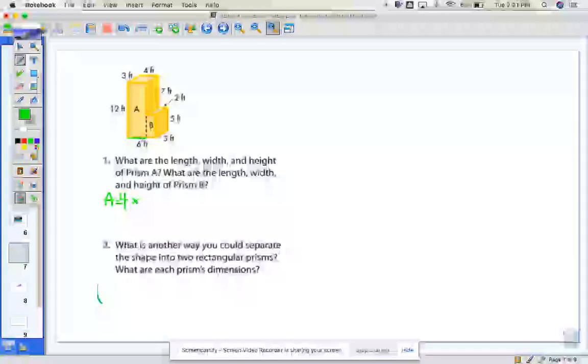times our width. The width I can't see on this shape on the bottom. I always look at the base first, but the base is the bottom and the top is the same as the base. So I have my length and I have my width. My width is 3. And then my height is probably the easiest one to visualize here. I'm just getting the full height, how tall this shape is, which is 12. So I have 12 feet as my height. So what are the length, width, and height of A? I have 4, 3, and 12.